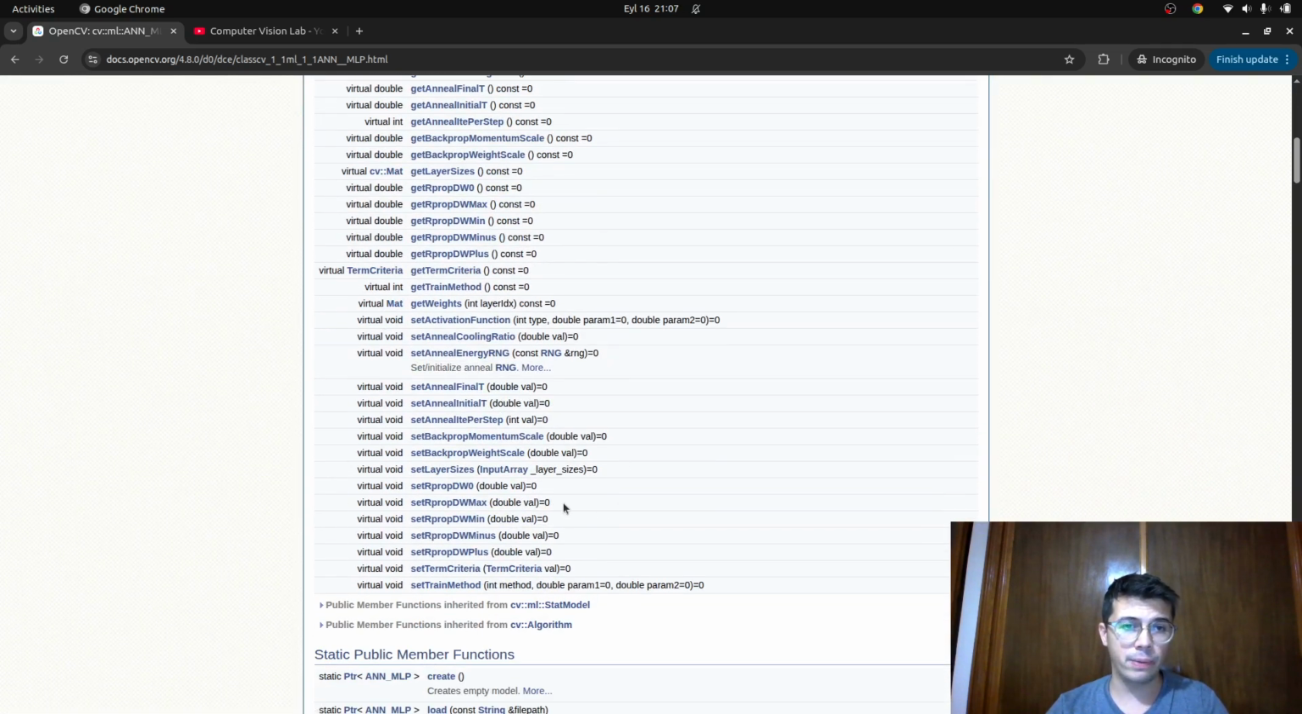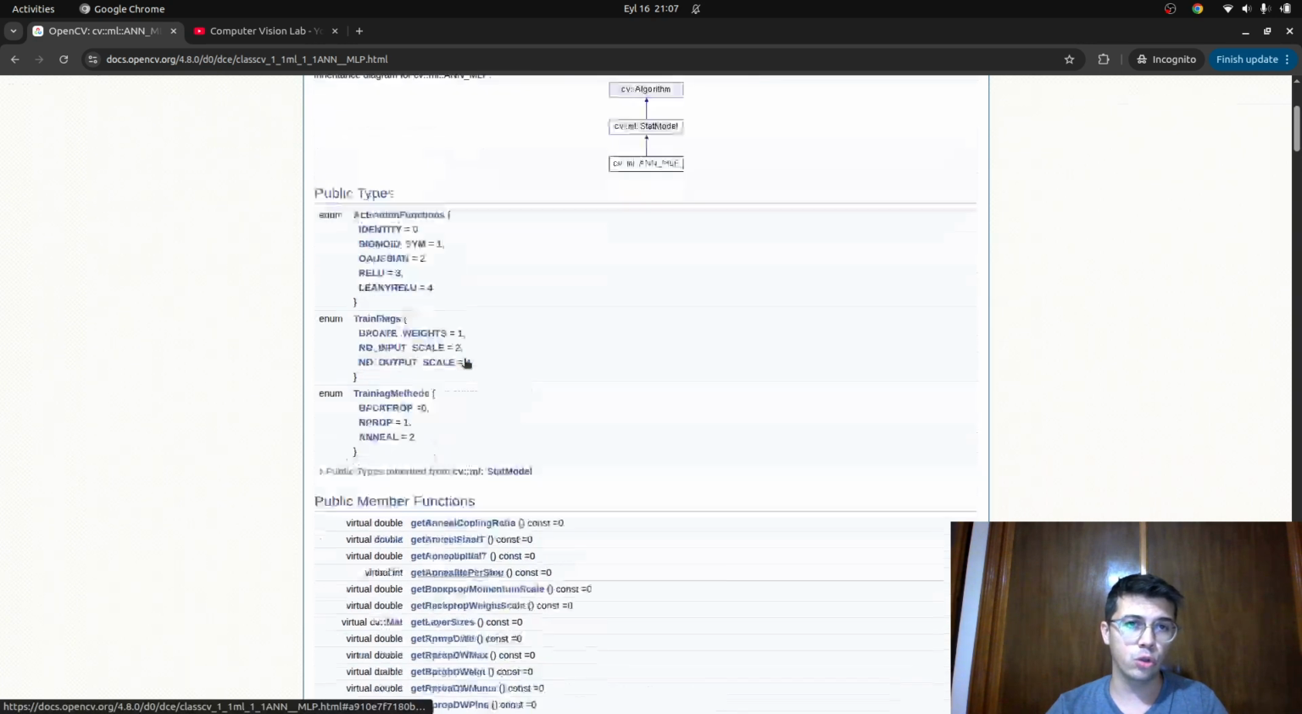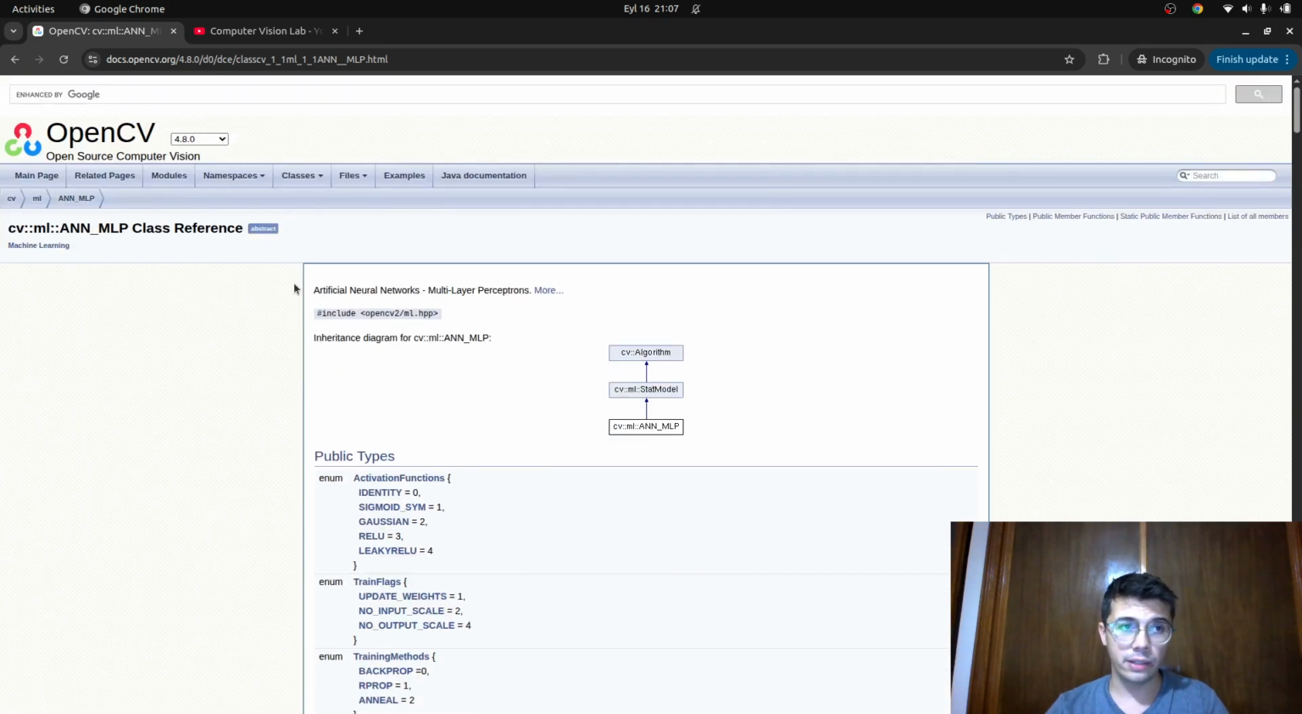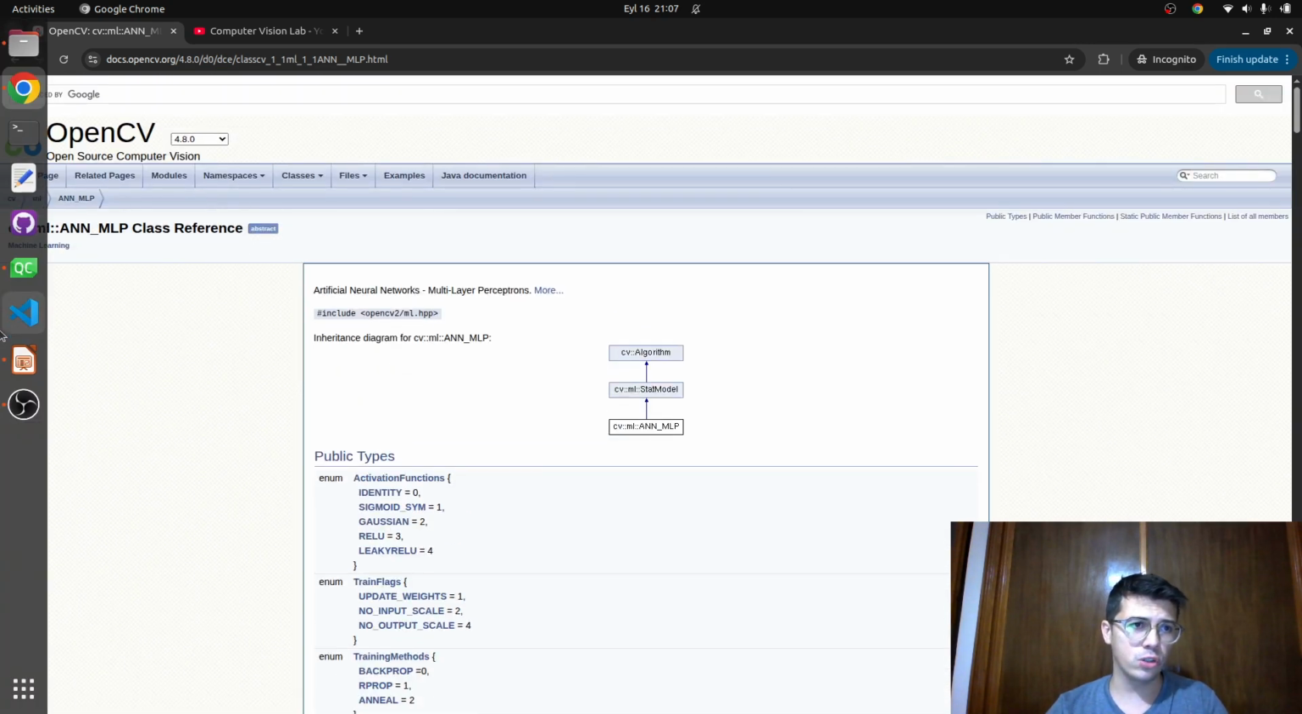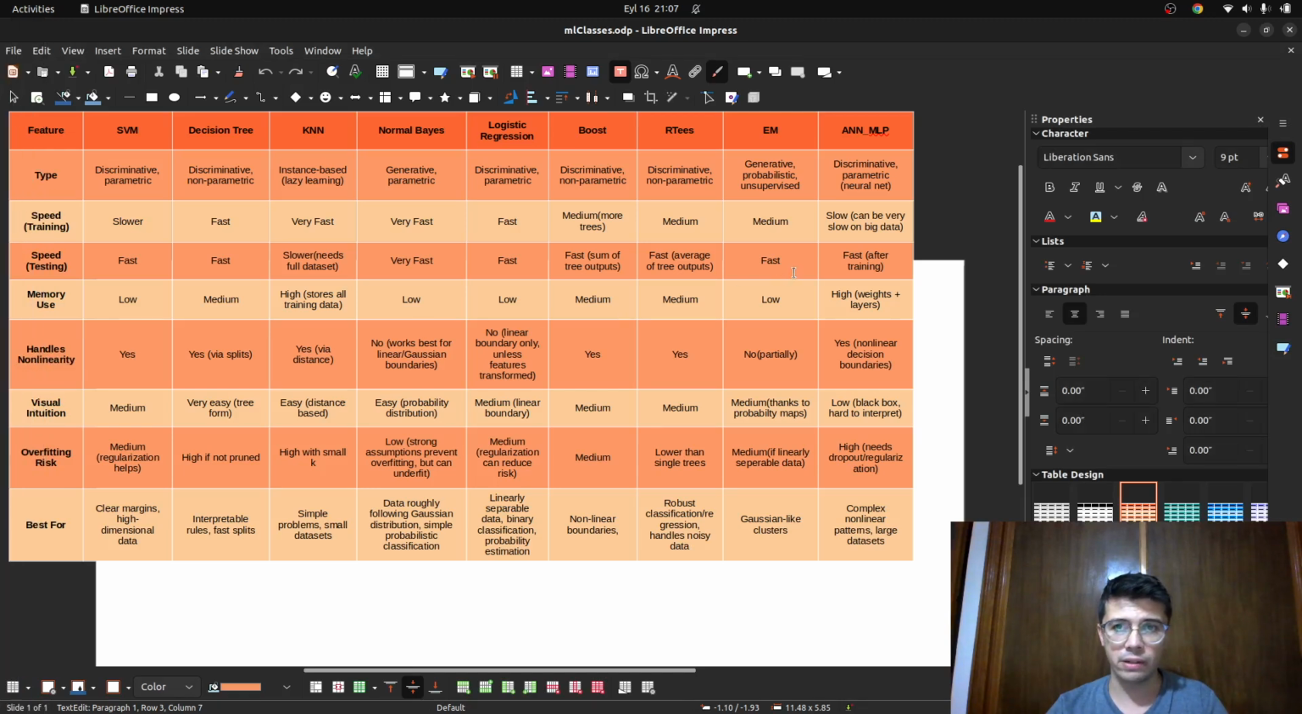Also, there are many parameters which help us to control this ML class. Before talking about this, first of all, let's compare it with the other ML classes we have learned. And this is the last update. I just made the last update to this table. I added ANN MLP.